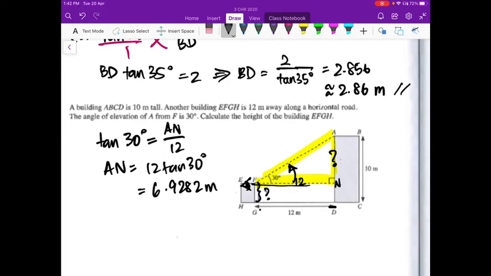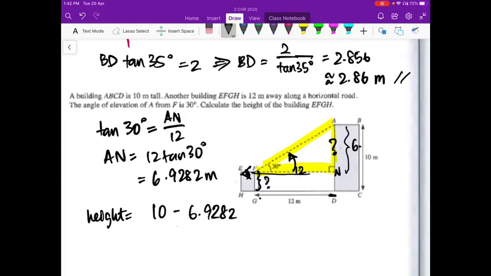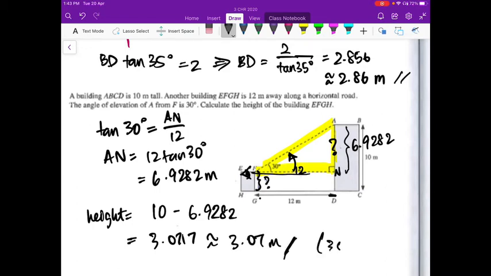And then our height, FG, is just the total height of BC, which is 10 minus your 6.9282. Take away this portion, 6.9282. And then that's the shorter building. Okay, 3SF.